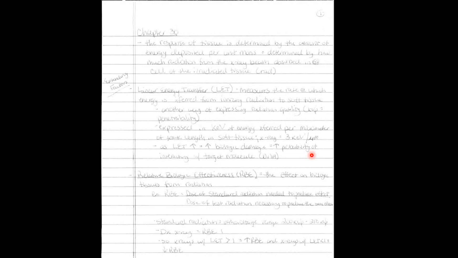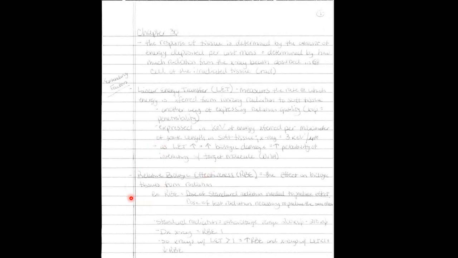Okay. Now, moving on. As your LET increases, you're also increasing your biologic damage. So the more energy that's being transferred into the soft tissue of the individual you're irradiating, the more likelihood of biologic damage to occur, and also the probability of interacting with your target molecule, which is your DNA, gets increased. So high LET equals high biologic damage equals high probability of interacting with our target molecules, which is our DNA.